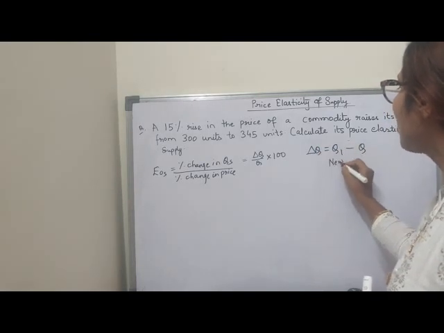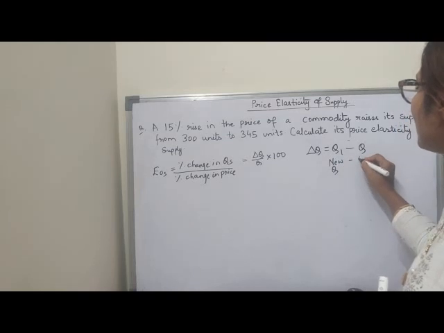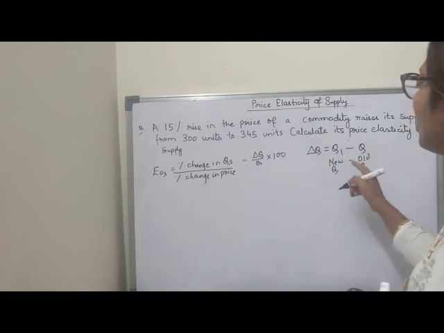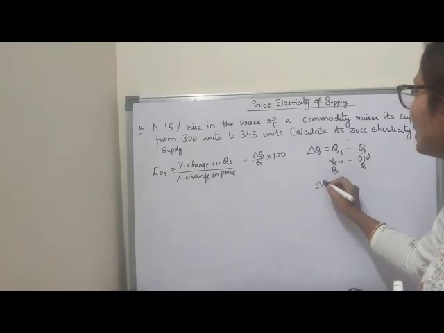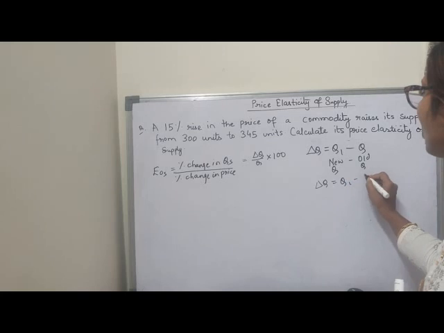Q1 is the new quantity. And what is this Q? It is the old quantity. So when you subtract the old quantity from the new one, you will get the change in Q. Clear, children? Now Q1 minus Q is what?